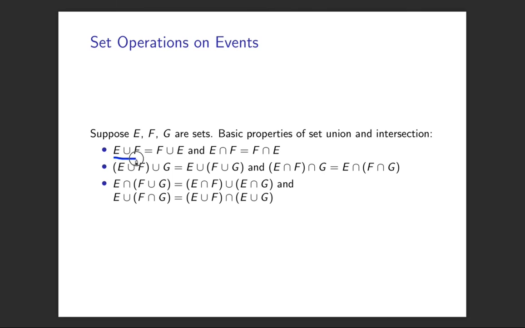One is if we take the union of a set E and a set F, that's just the same as the union of F and E, right? The order doesn't matter. And the same for intersection: E intersection F is the same as F intersection E. And that extends to multiple combinations. If we've got three, E union F union G is the same as F union G union E. So the ordering doesn't matter whether it's just pairwise or with three or more, and the same for intersections.